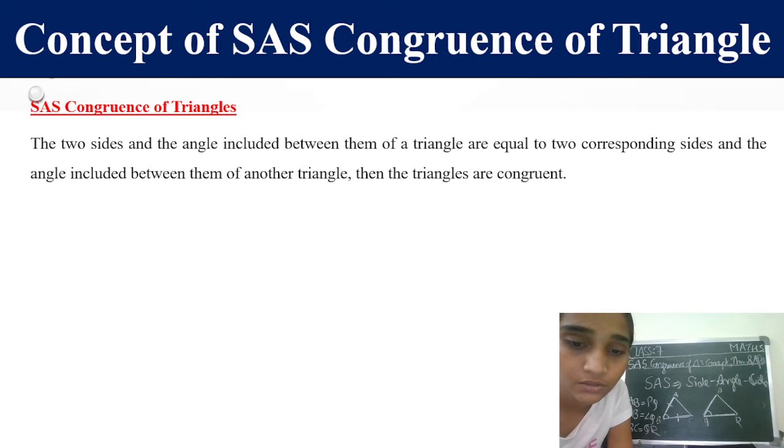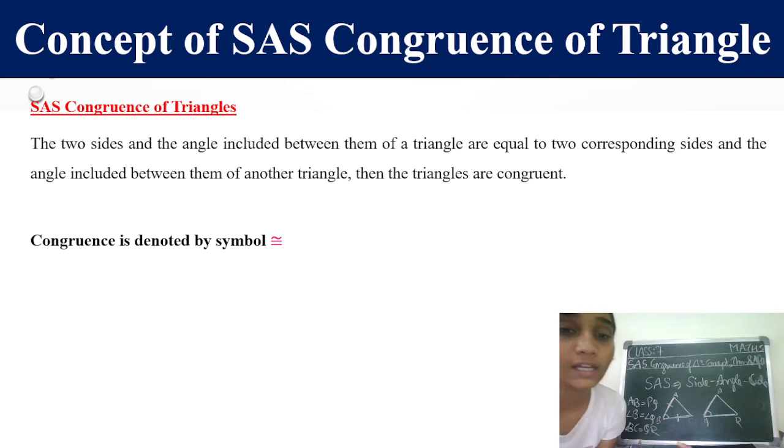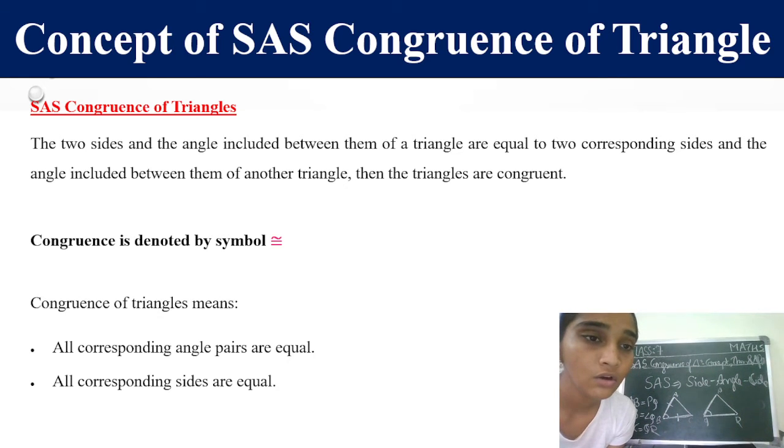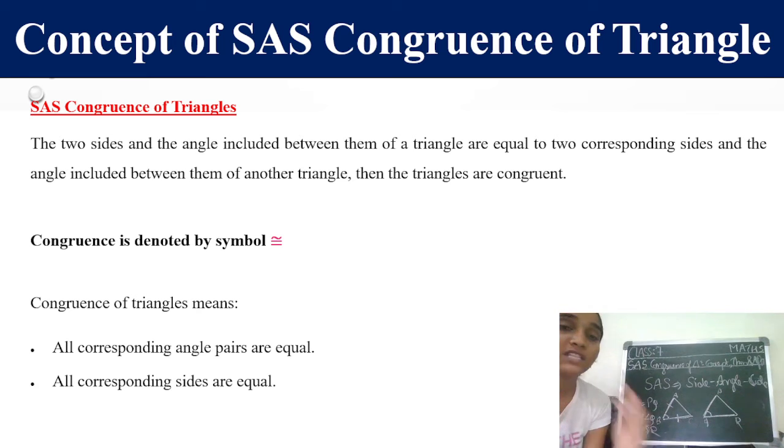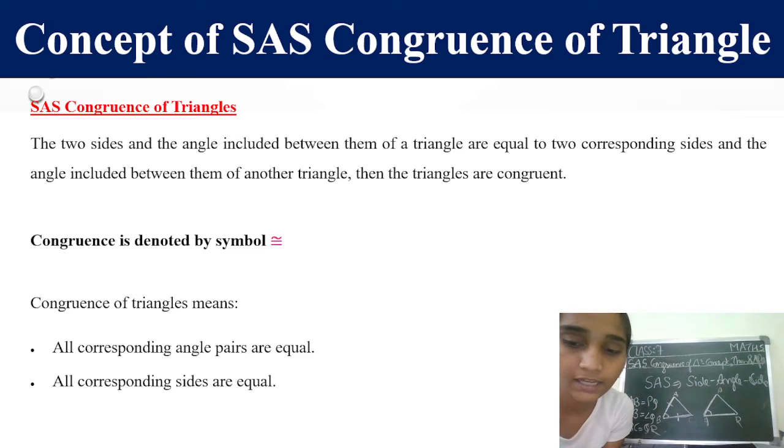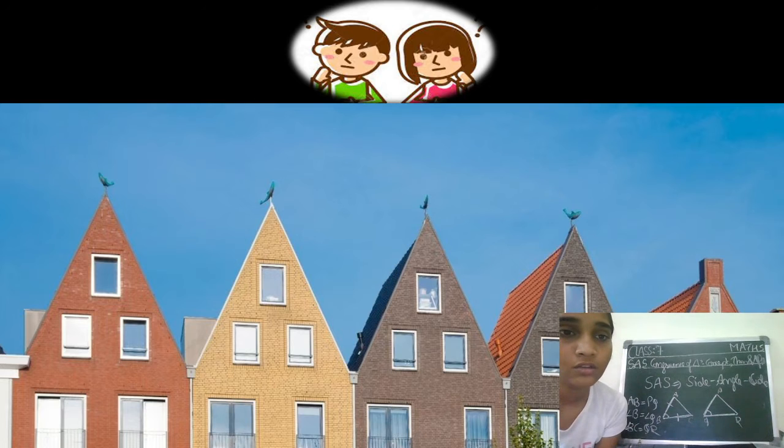Okay, like this. Now students, we know the congruency symbol is denoted by this. So congruence of triangles means all the corresponding angle pairs must be equal and the corresponding sides must be equal. But specifically if we are talking about SAS, very good, the two sides and the included angle must be equal. Then we can say that these two triangles are congruent by SAS rule. So students, are you able to find out any congruency by SAS if we have to highlight over here?